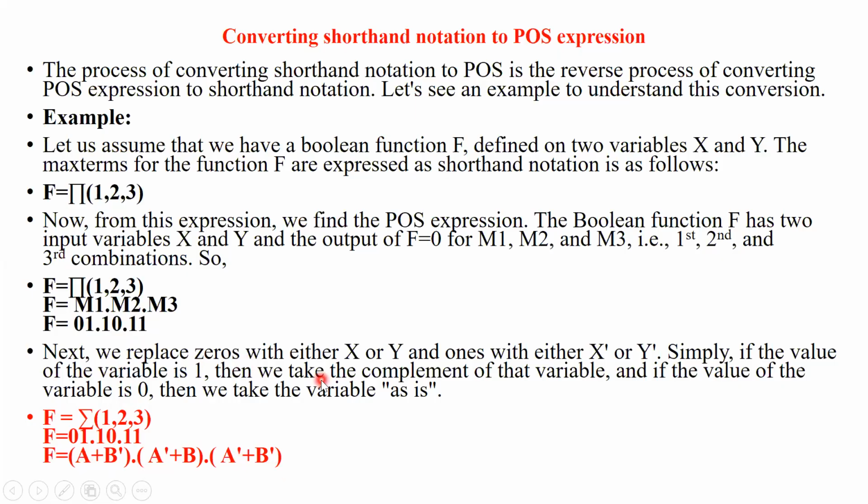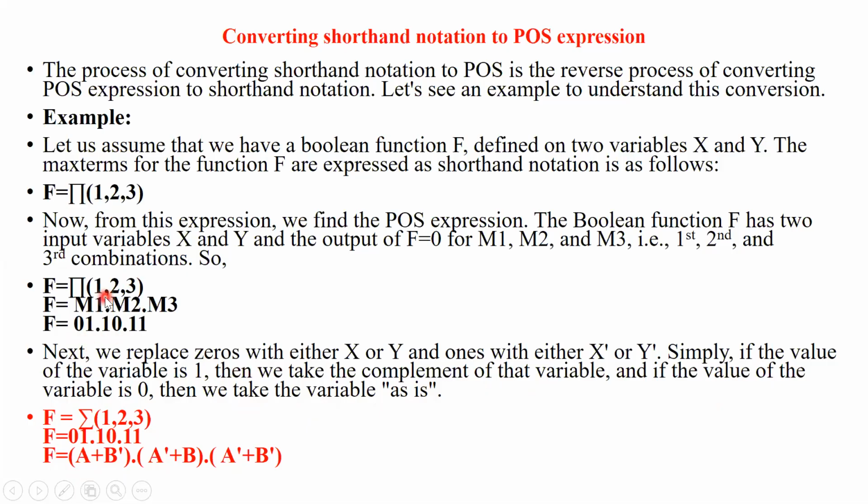So we replace zeros with either x or y, and ones with either x dash or y dash. Please write down this rule. Simply, if the value of the variable is 1, we take the complement of that variable, and if the value is 0, we take the variable as it is. Remember this. Wherever there is a 0, we take the variable as it is, and wherever there is 1, we take the complement. So this rule you have to remember. Students usually go wrong here.